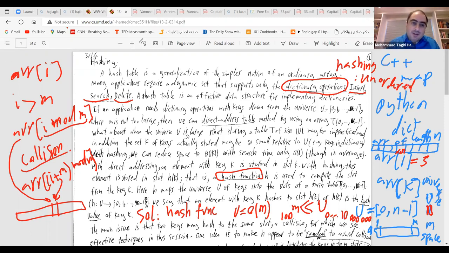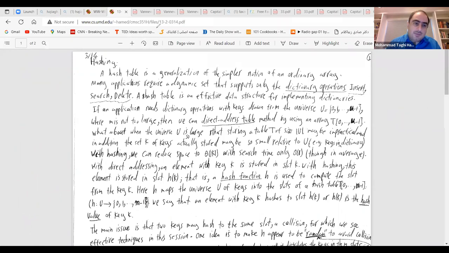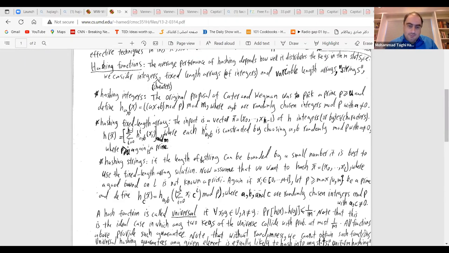Okay, so let's discuss a little bit about this function. How can we define this function? And what is the probability of collision that can happen? Let me just read everything. Is it clear so far, the idea? Yes. Good. So let me bring this one down. This is the whole idea that we are talking about.